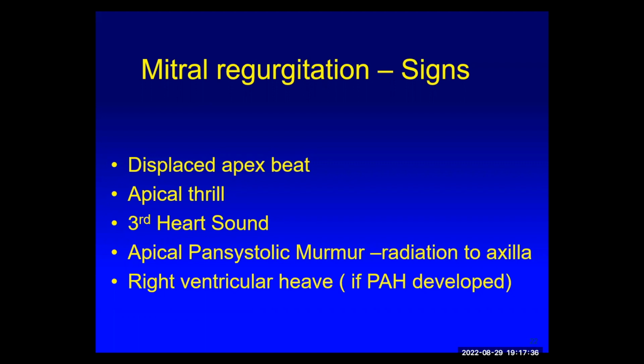Therefore, you have hearts that normally, when you open the chest on sternotomy, you see pretty much all the heart in front of you. In mitral valve disease, most of the time, the heart is lying on the left side more and more. And the more prolonged or delayed the presentation, the more the heart goes to the left. You have apical thrill, you have a third heart sound, but quite importantly, you have an apical pansystolic murmur with radiation to the axilla. And eventually, if you have pulmonary arterial hypertension and signs of right heart dysfunction, you have a right ventricular heave.